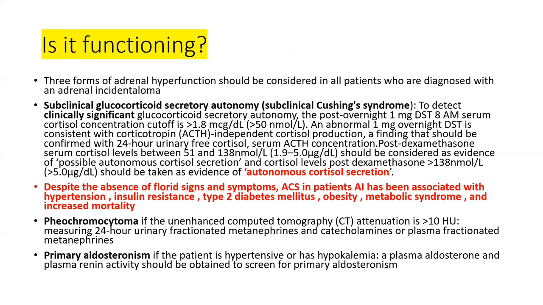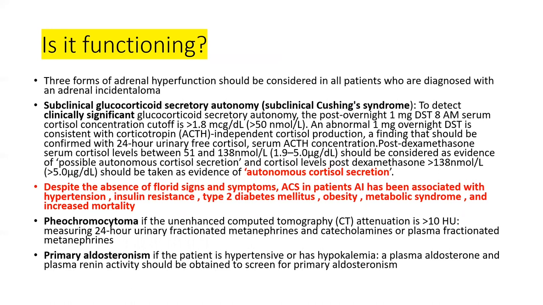Now the question: are they functioning? We already looked at the clinical features. Now what biochemical test do we need to do to find out if this adenoma is functioning or not? Subclinical glucocorticoid secretory autonomy, also referred to as subclinical Cushing's, can happen, and that's why we need to do an overnight dexamethasone suppression test. We give 1 milligram dexamethasone at midnight, and we measure the cortisol in the morning. That should be suppressed to less than 50 nanomole per liter.